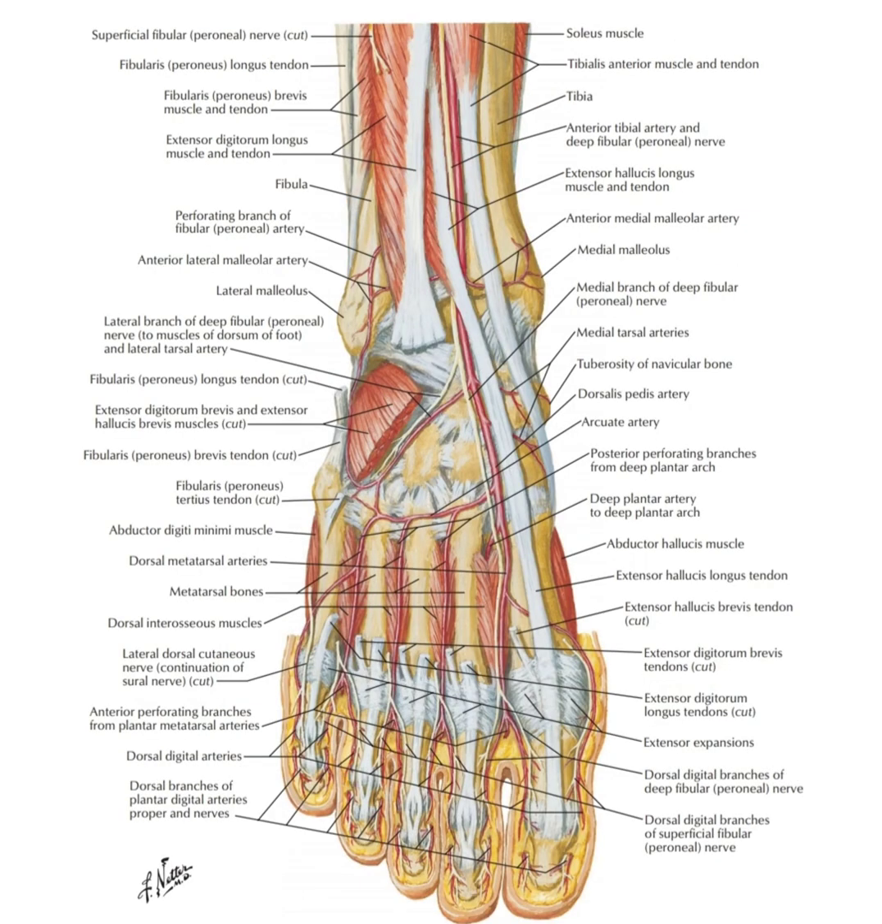In the foot, after crossing the extensor retinaculum, the anterior tibial artery becomes the dorsalis pedis artery, and this dorsalis pedis artery gives the arcuate artery and the deep plantar artery. This deep plantar artery goes to the deeper structures, and the arcuate artery supplies the superficial part of the dorsum of the foot.